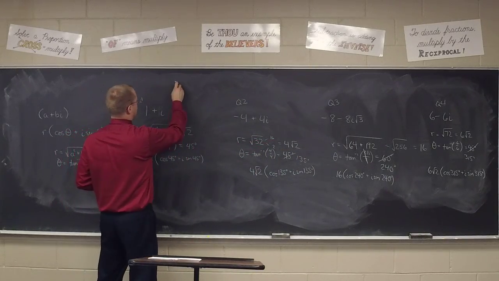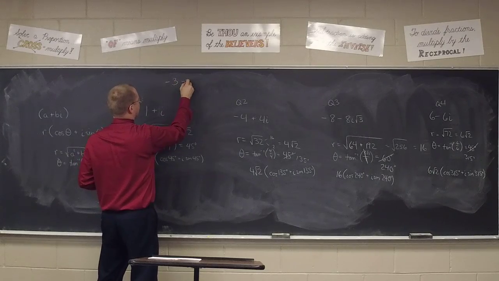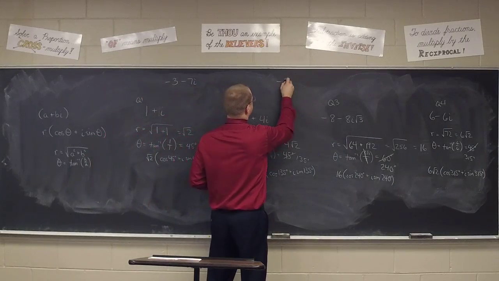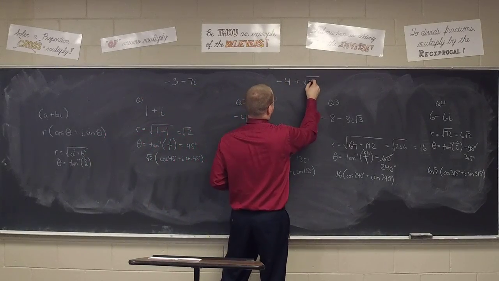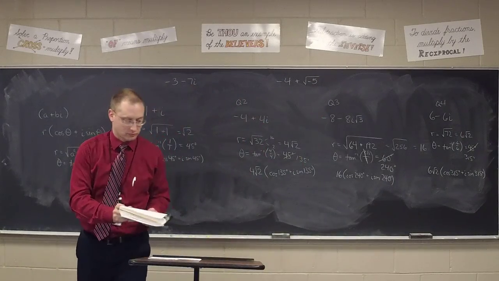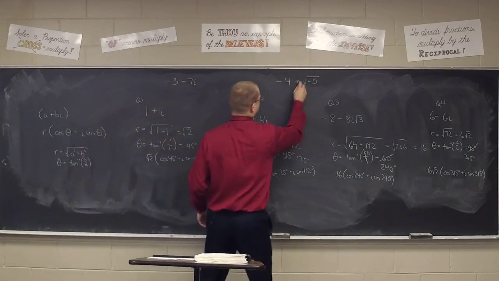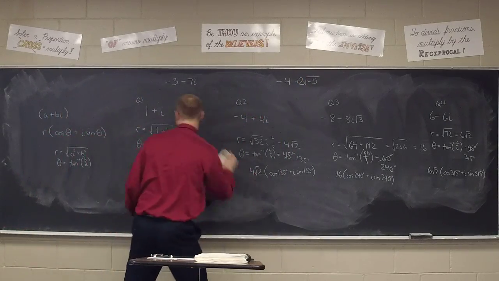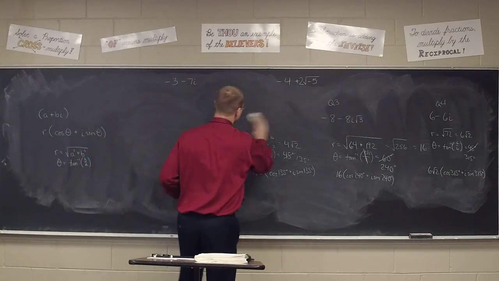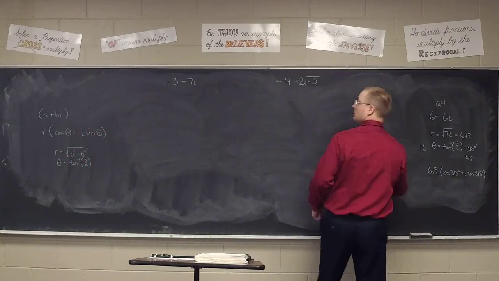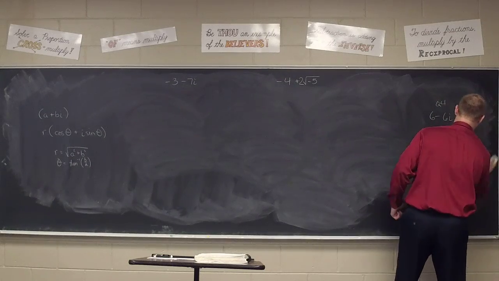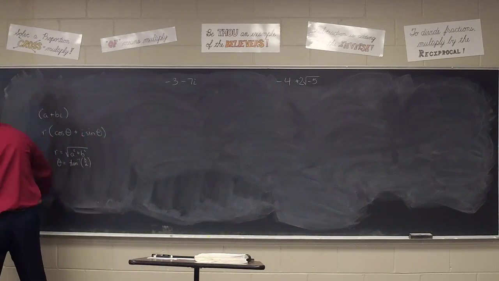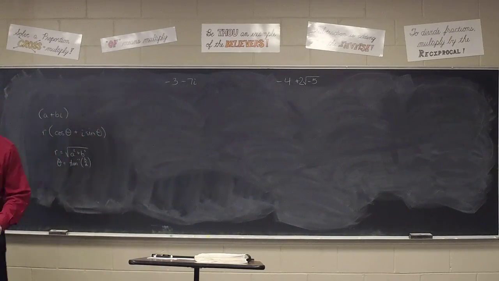All right, so let's say we've got negative 3, negative 7I. Let me give you one with a radical as well. Let's say we've got negative 4 plus the square root of negative 5. Actually, let's do 2 times the square root of negative 5. Finished.